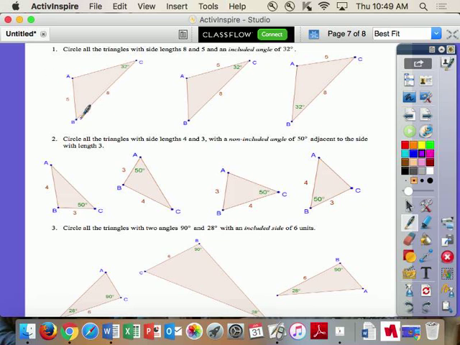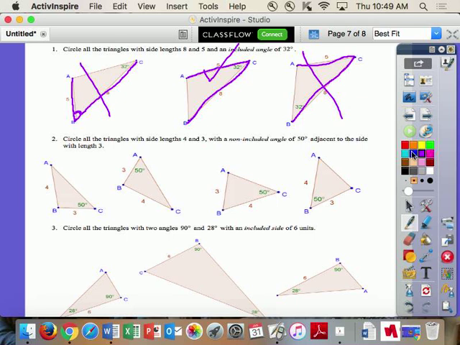So if you look right here, if this is your side and this is your side, you would be looking for this angle right here. So is that 32 degrees right there? Nope. Okay, what about this one? Here's my side. Here's my side. Is my angle included? Yes, it is. What about this one? Here's my side. Here's my side. Is this angle included where it needs to be? No.